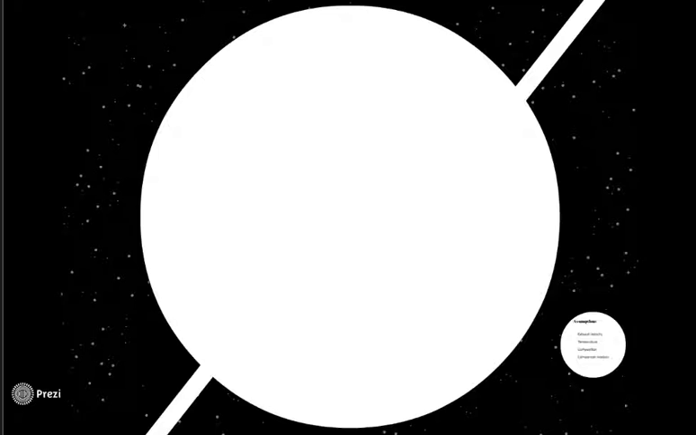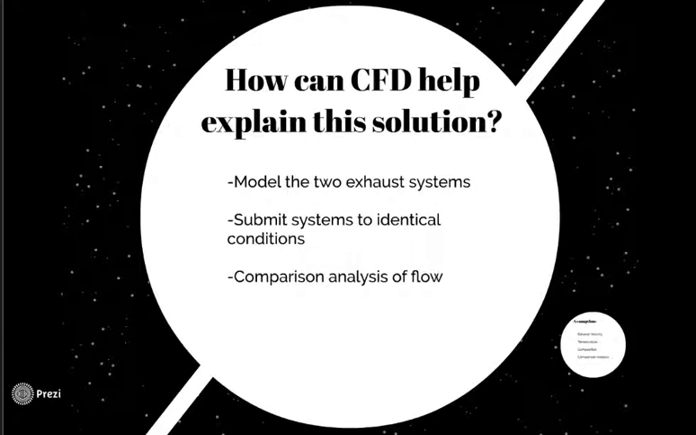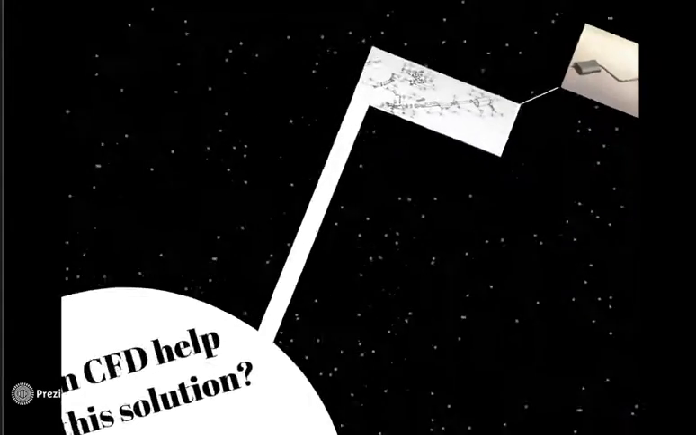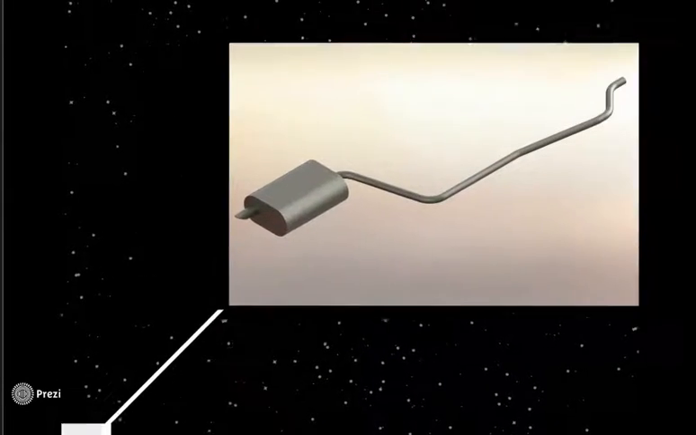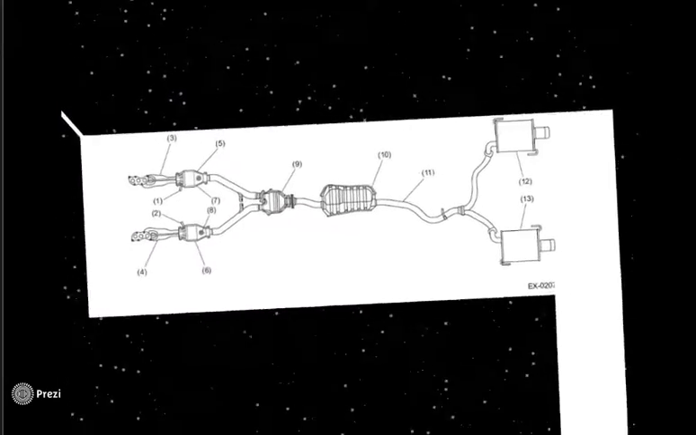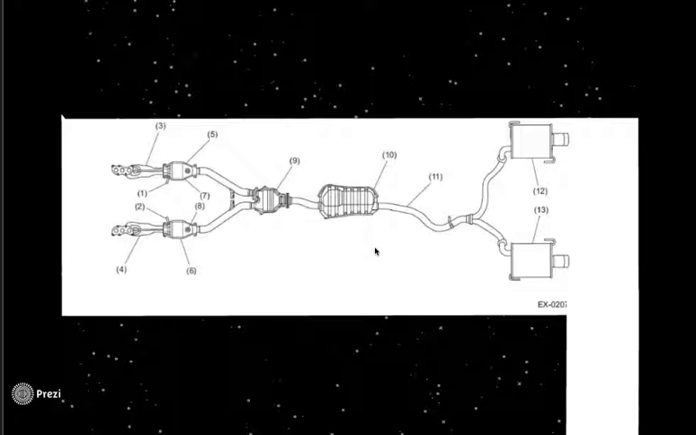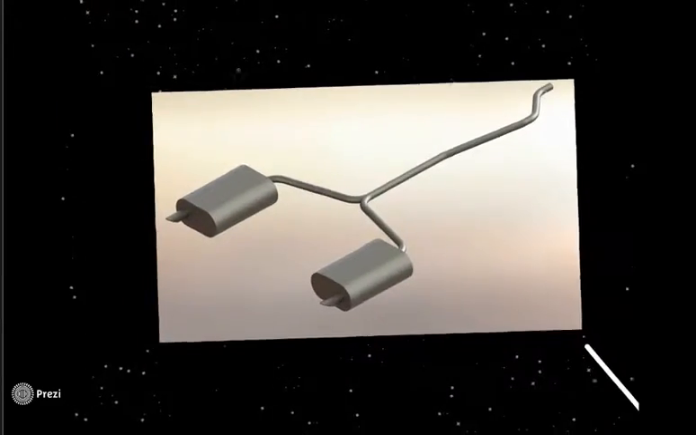So I thought it would be a good idea to model the two different systems in Fluent and put them under identical conditions and see what kind of differences I could come up with. So what I did was I went online, found schematics for both the single and the dual exhaust system, and then modeled them up in SolidWorks to use within Fluent. Now the one difference that I found between the two systems was this Y back here. Other than that, from the catalytic converter forward, the systems are actually identical. So I ended up modeling the two systems from the cat back.